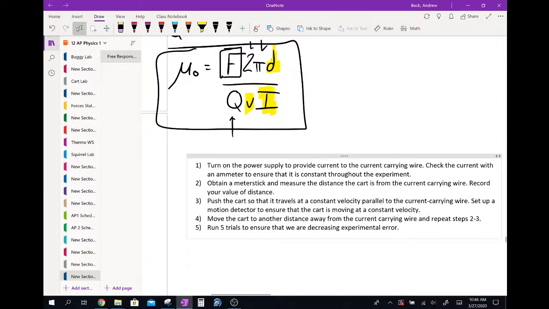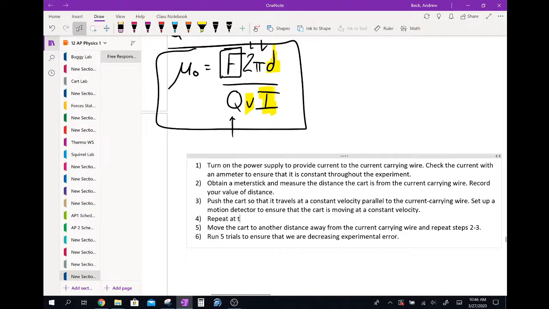And honestly, if you wanted to, you could say, hey, we can move it along at this distance. We can do that a couple times to make sure that our force is fine. Or maybe, yeah, maybe I will say that. So set up, repeat at the same distance 5 times to cut down on experimental error. Run 5 trials at different distances.